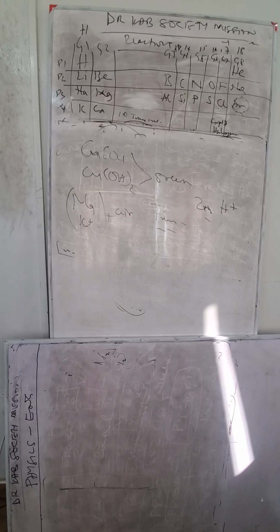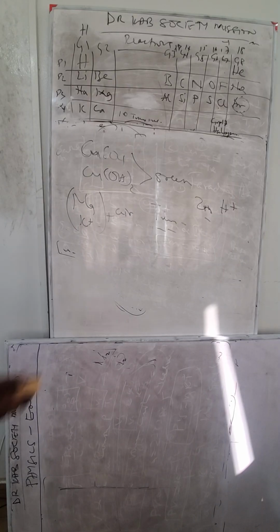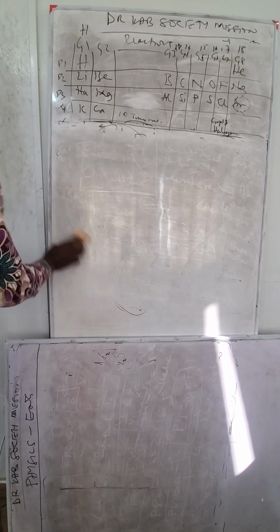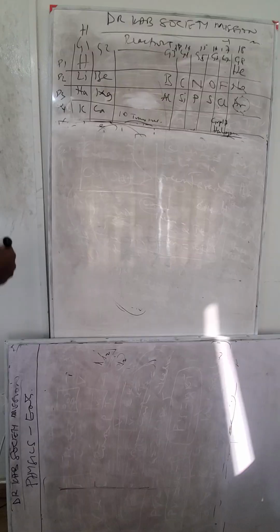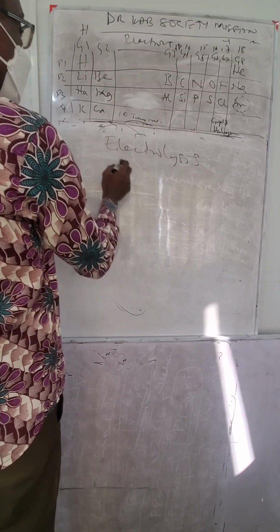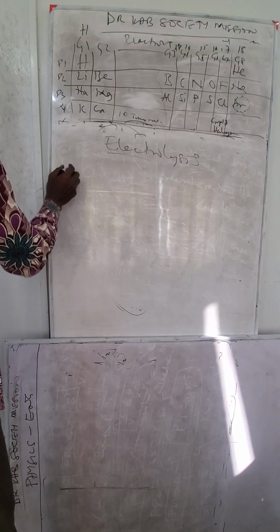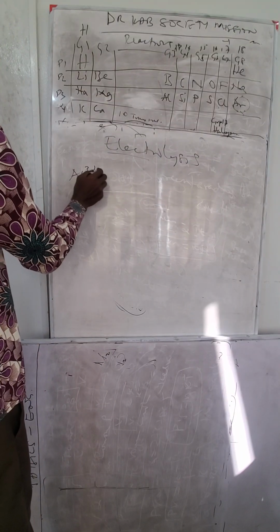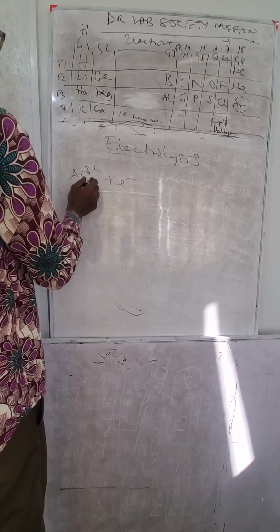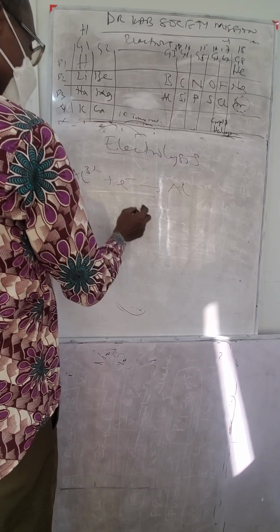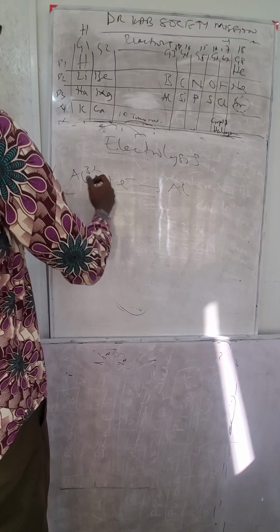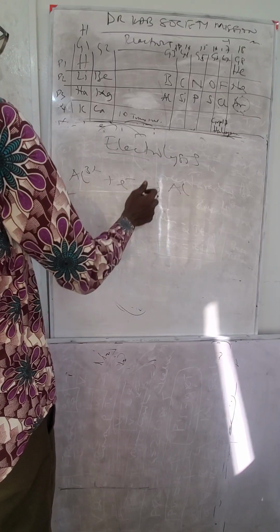So let's look at this. When it comes to electrolysis, you are using electrons to separate. Let's say you have Al 3+, you let electrons flow to it, and that will convert it to aluminium from a solution. So you are using electrons to separate it from the solution. This is electrolysis.